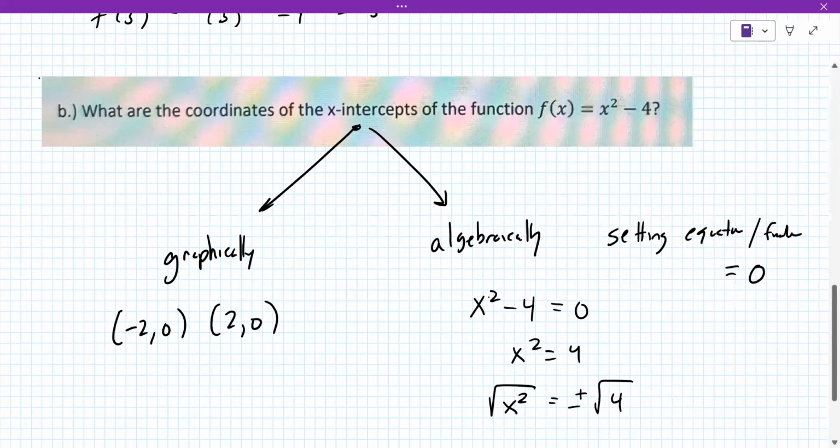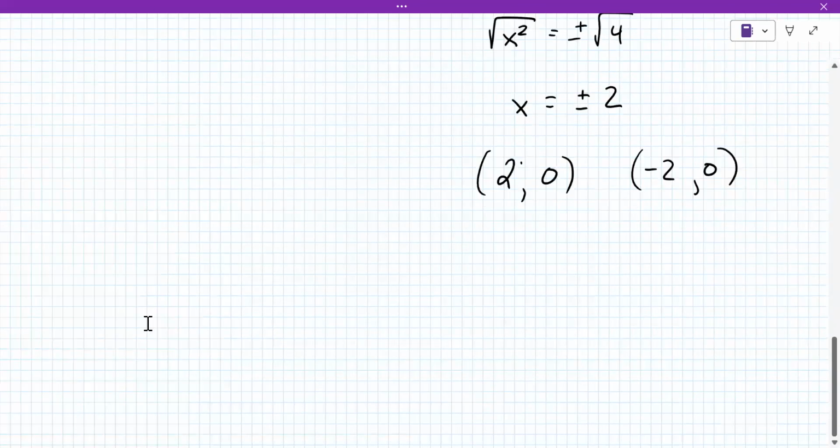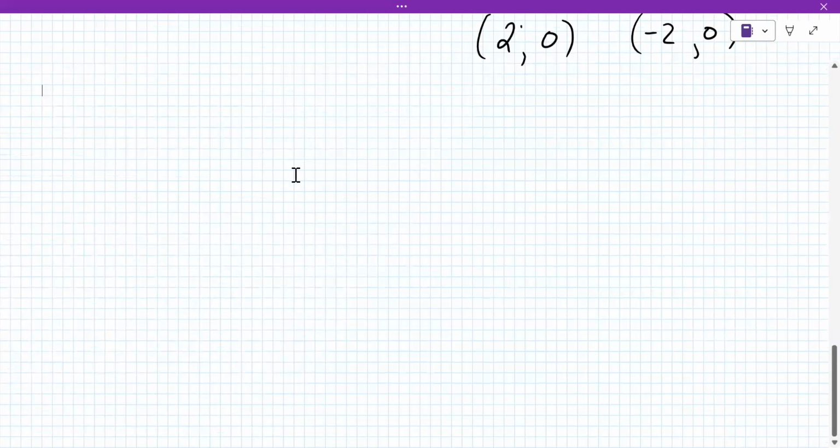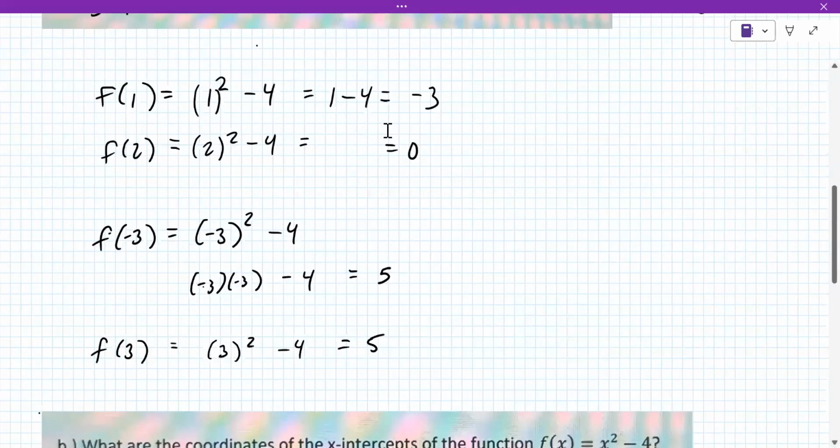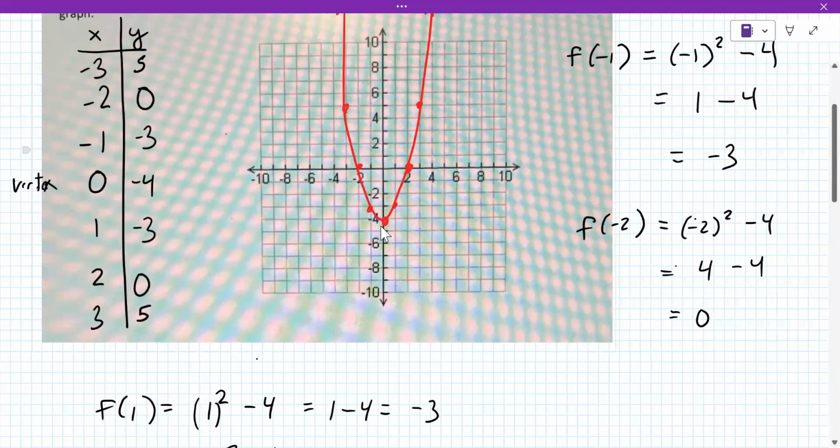Okay. Now we're going to look at the next part here, which is the y-intercept. And it's similar in the sense that you can do either a graphical or an algebraic approach. What do you think it means graphically, the y-intercept? Where it meets the y-axis. Exactly. Said really well. It's where it crosses or touches the y-axis. So where does it cross or touch the y-axis?